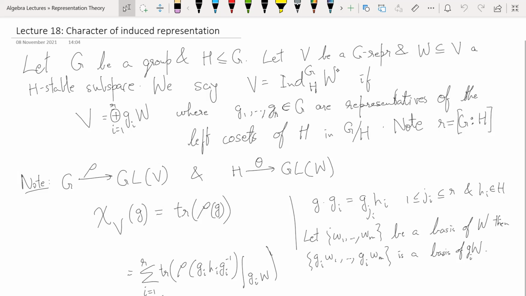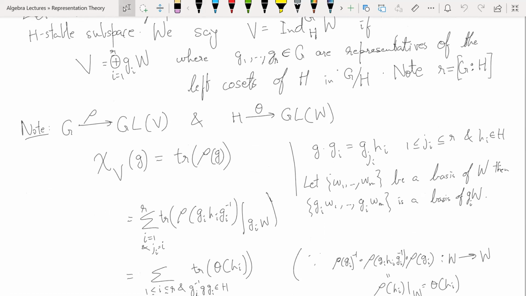So in the previous part, when we defined it, we said this is rho of g applied to W, and we saw that if g and g prime are in the same left coset, then rho g of W and rho g prime of W are the same. But slowly you will get tired of this rho and this theta. From context, it is clear whether it is rho or theta, how g acts on something is clear from the context. So that's why I've written it this way.